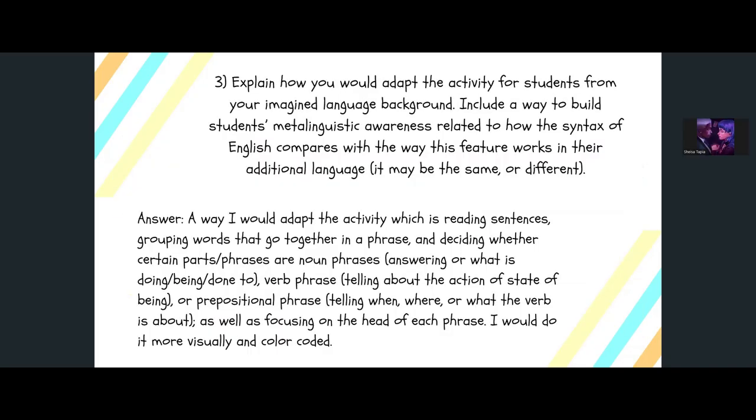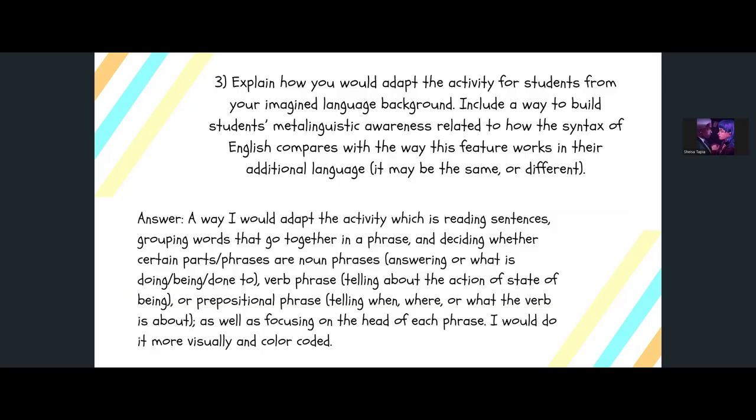So explain how you, or in this case, how I would adapt the activity for students from my imagined language. In this case, it would be for Spanish speaking students, and include a way to build students' mental linguistic awareness related to how the syntax of English compares with the way this feature works in their additional language. It may be the same or different.